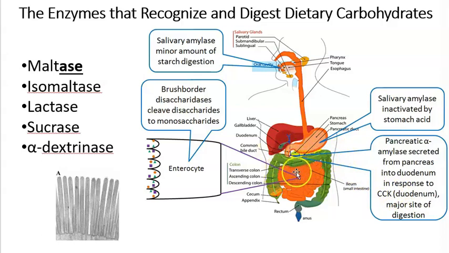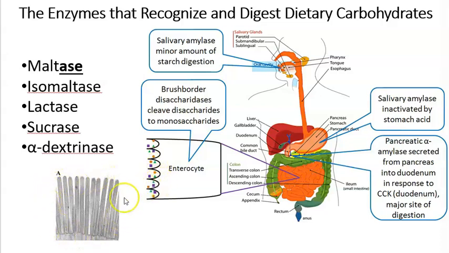And then in our enterocytes, in our small intestines, disaccharides are cleaved into monosaccharides. A lot of these different enzymes, maltase, isomaltase, lactase, sucrase, dextranase, are going to recognize smaller chunks of carbohydrates and break them down into monomers and dimers that can then be recognized by the brush border of the enterocytes and be brought into the cell.